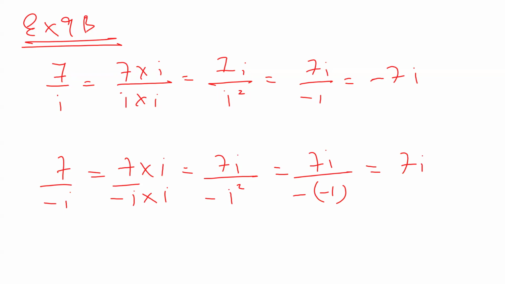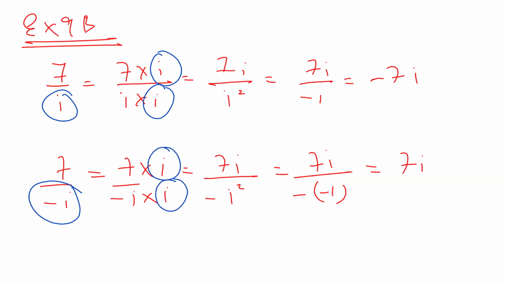So the point over here is whenever there is a single i or minus i in the denominator, multiply and divide with the i term, multiply with the numerator as well as denominator.